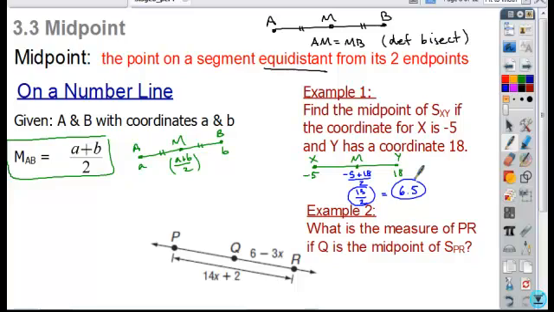Now, you may also not be given specific coordinates for the endpoints or midpoint. You might actually be given expressions in the problem. We're still going to base it on the fact that the midpoint cuts a segment into two equal parts. So another type of example that you might see would be like this second problem. What's the measure of PR here if Q is the midpoint of that segment PR? Here, if Q is the midpoint, then we know that PQ and QR have to be equal to each other. So what expression can we apply to PQ?